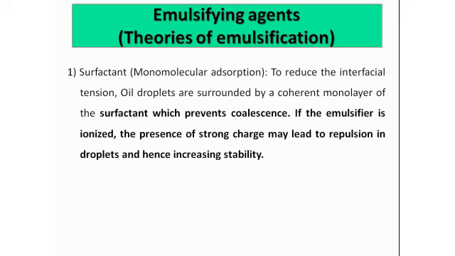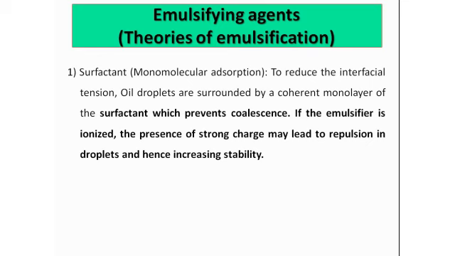Now this surfactant tries to reduce the interfacial tension. Thus the oil droplets are surrounded by a coherent monolayer of the surfactant, and this monolayer actually prevents coalescence. If the emulsifier is ionized, then the presence of strong charge may lead to repulsion between the droplets, hence it increases the stability. I repeat, if the emulsifier is ionized.